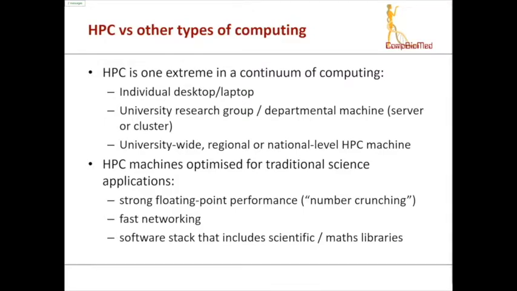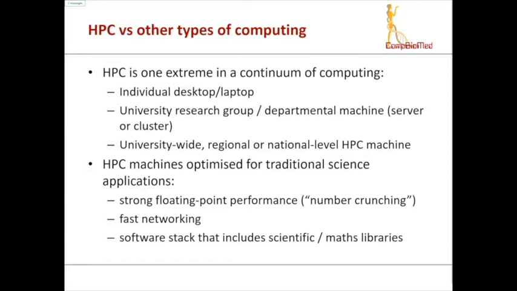You can consider computing on a sort of continuum, where on one hand we have a low-performance, low-end, so this would be maybe your mobile phone or your laptop, going up to your desktop, and as it gets bigger, it'll have more cores and more memory. So this might belong to a university research group, or maybe a departmental machine, a server or a cluster. And as they get bigger, they go pan-university, and bigger again, they'll go regional, maybe national level, right up to the point of, say, continental scale.